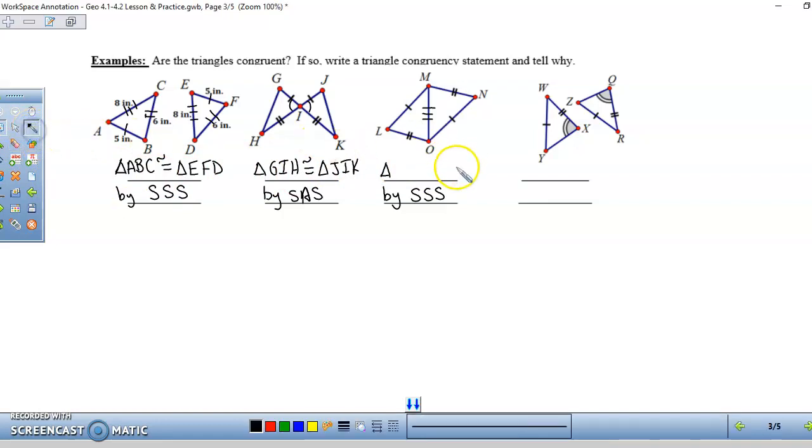Okay, welcome back. So on here, I'm just going to pick MLO. You just want to make sure that whatever you picked to start with has to correspond with what you picked second. So MLO. So I'm going across the 1 dash to the 2 dash. So across the 1 dash to the 2 dash would be ONM.